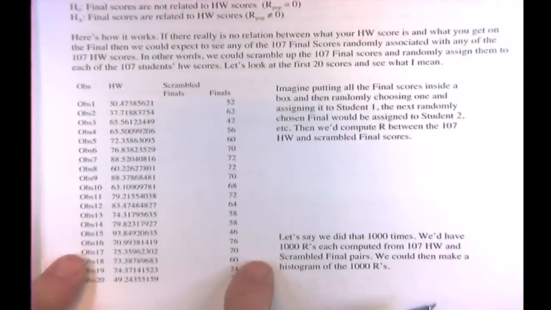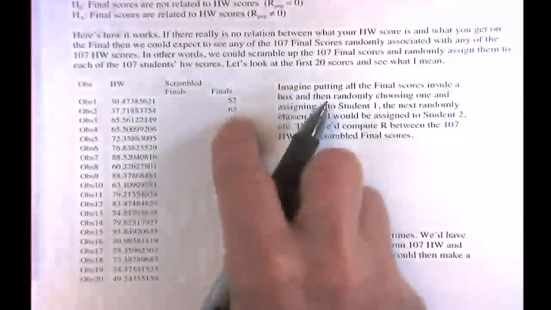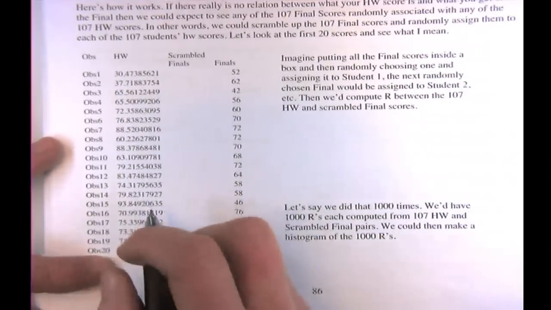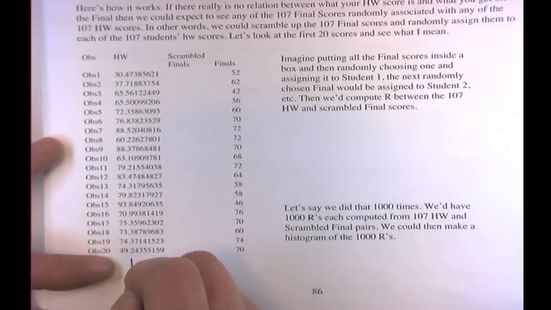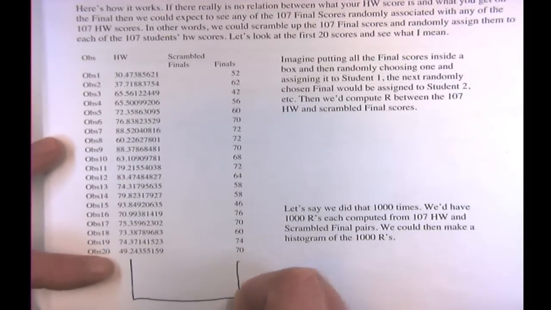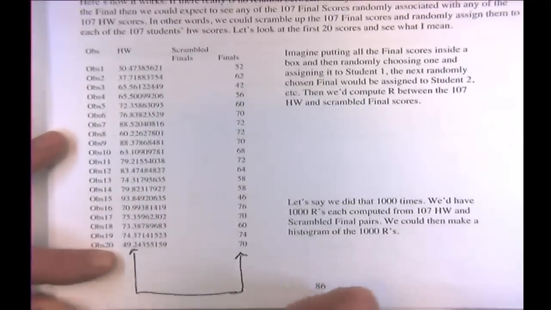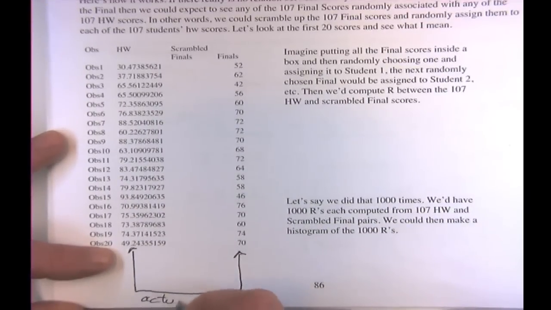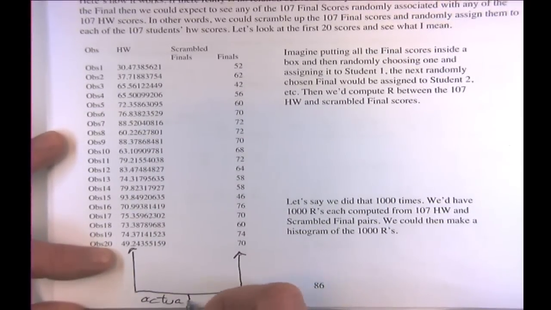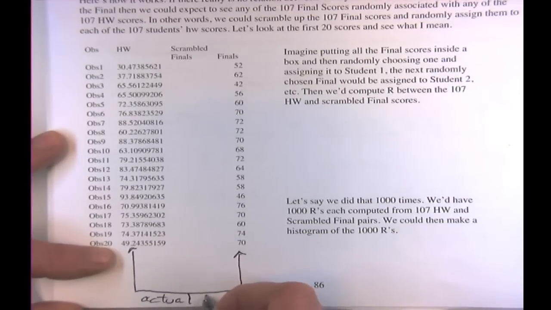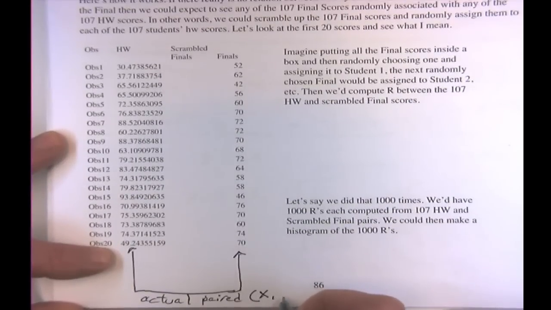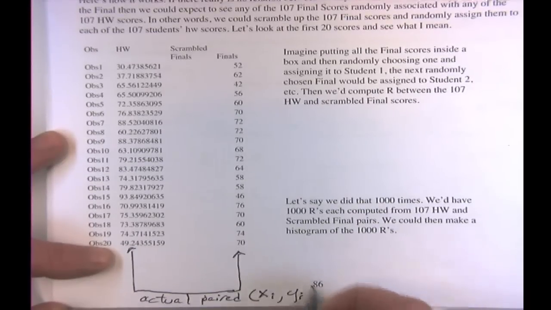All right, so anyways, now we put them all in. These are your actuals, your real pairs. Before we do anything, let's remember that right here, these are actually paired up the way they are. These are the actual paired homework and final scores of the students. I'll call them X sub i for homework and Y sub i for the final, for each i from 1 to 107.